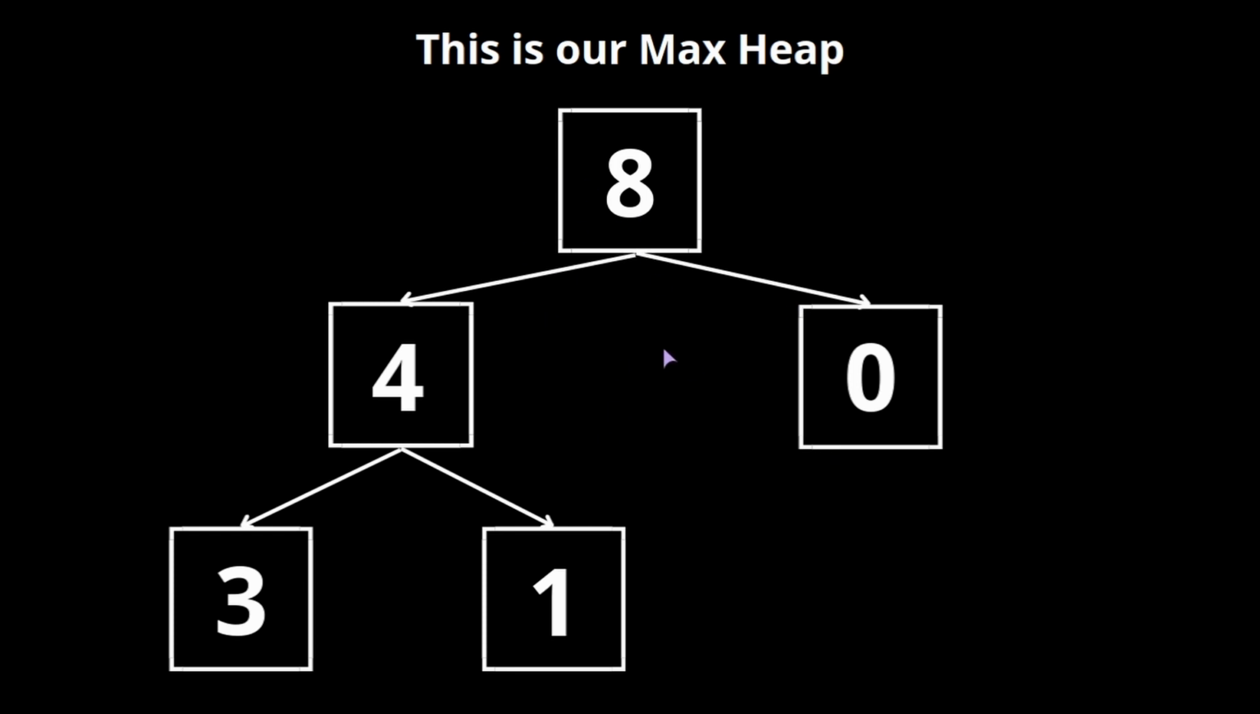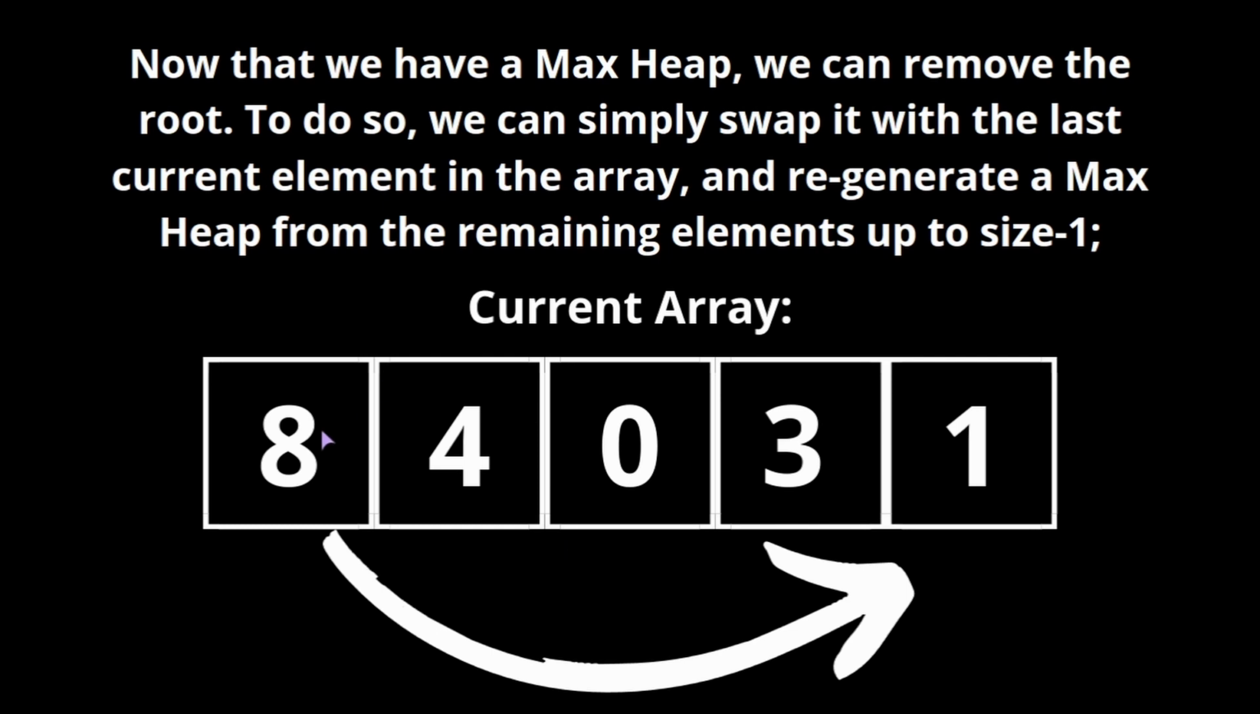The next step from here is to isolate this number 8, so remove this root and put it somewhere in the array where we will not use it in our next iteration. The easiest way to do so is to get this number 8 and put it at the last index of the array. If you convert the heap back into an array, it will be 8, 4, 0, 3, 1. So this is the array from our max heap: 8, 4, 0, 3, 1.